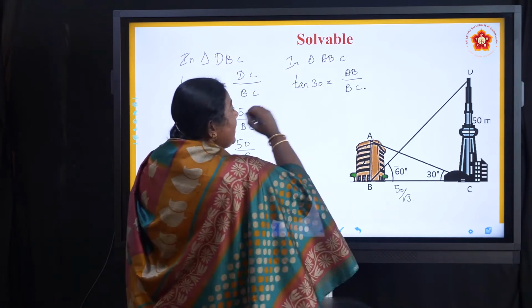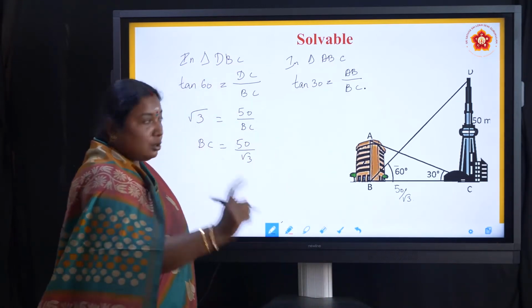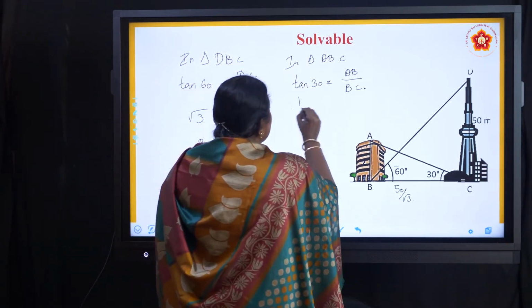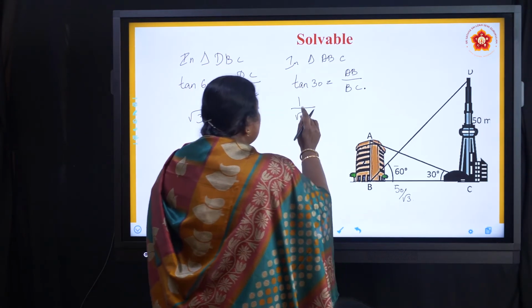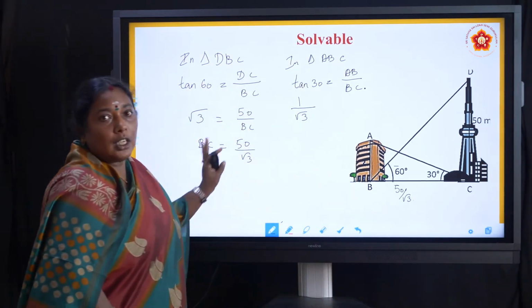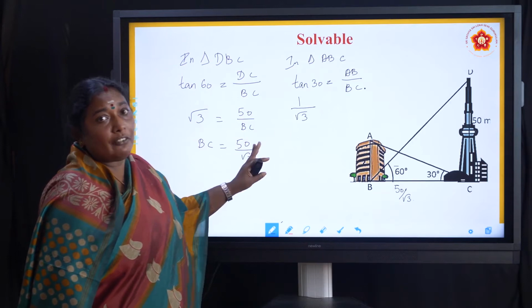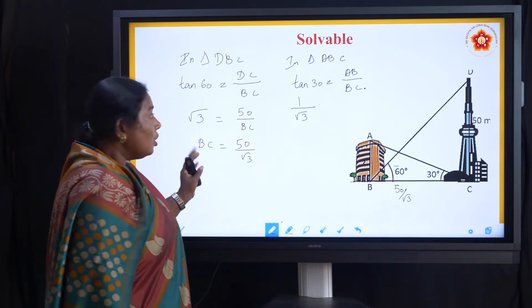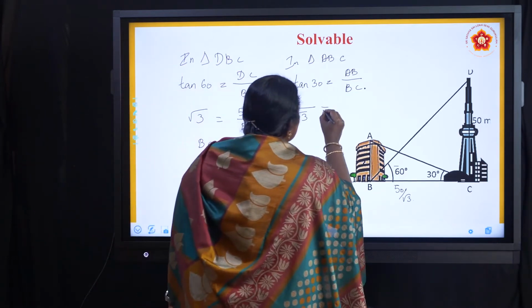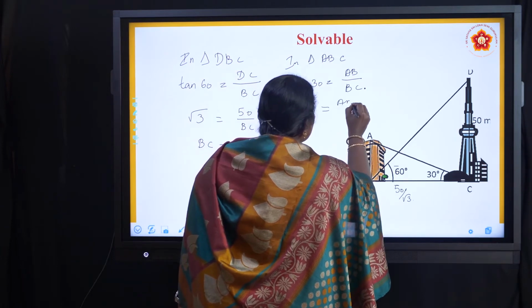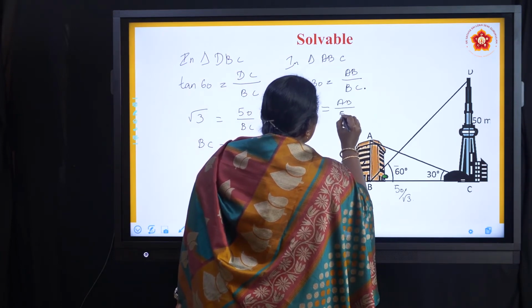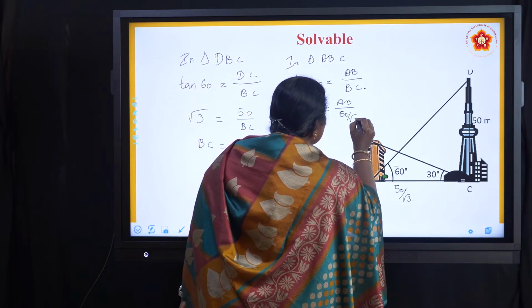Okay. Now what is tan 30? 1 by root 3. Be clear in that. These two are the main thing you are going to use. Root 3, 1 by root 3. Be clear to who you have to put for 1 by root 3 and to who you have to put root 3. So here it is AB by 50 by root 3.